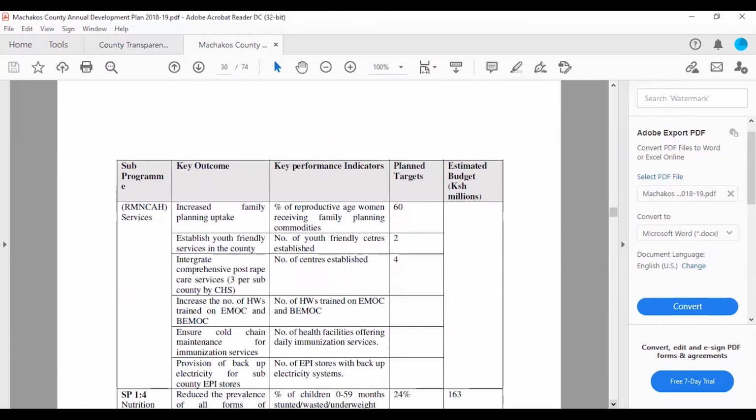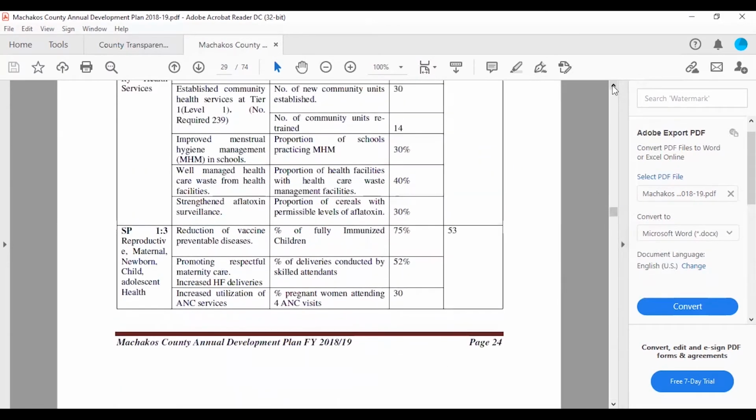Now we are going to look at reproductive, maternal, newborn, child and adolescent health. Here they said reduction of vaccine-preventable diseases, percentage of fully immunized children. The target for that financial year was 75%. And promoting respectful maternity care, increased hospital deliveries, which is the number of deliveries conducted by skilled attendants. They want that to be at a 52% target. Increased utilization of ANC services, the percentage of pregnant women attending the 4th ANC visit.